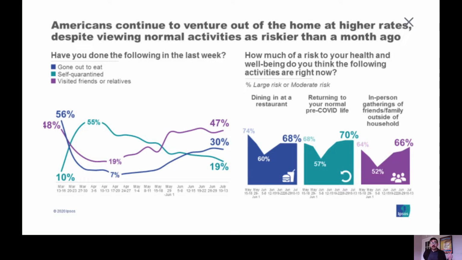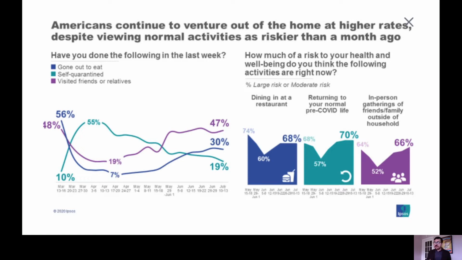And so when it comes to actually how people think about the risk level of these various activities like dining in, they're actually a lot higher than we would think, given that people have increasingly engaged in activities like going out to eat, dining in at a restaurant, going and gathering in groups. So there's sort of a disconnect here and a puzzle.